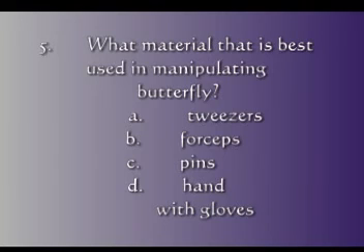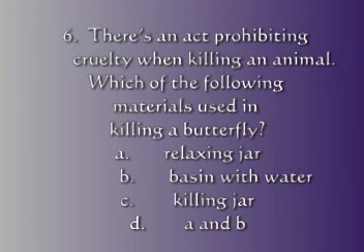Number 5. What material is best used in manipulating butterfly? A. Tweezers. B. Forceps. C. Pins. And D. Hand with gloves. Number 6. There is an act prohibiting cruelty when killing an animal. Which of the following materials is used in killing a butterfly? A. Relaxing jar. B. Basin with water. C. Killing jar. And D. A and B.